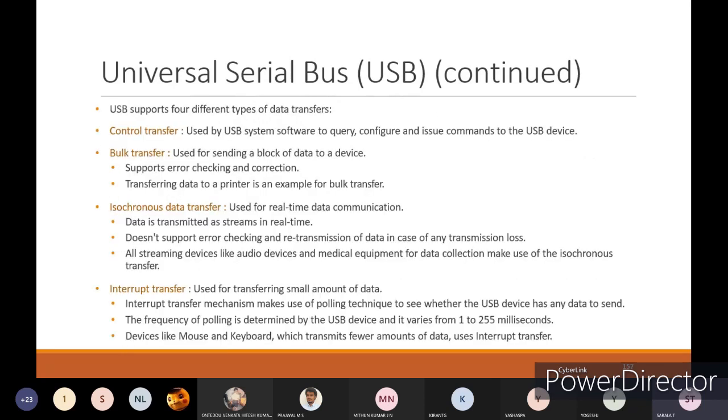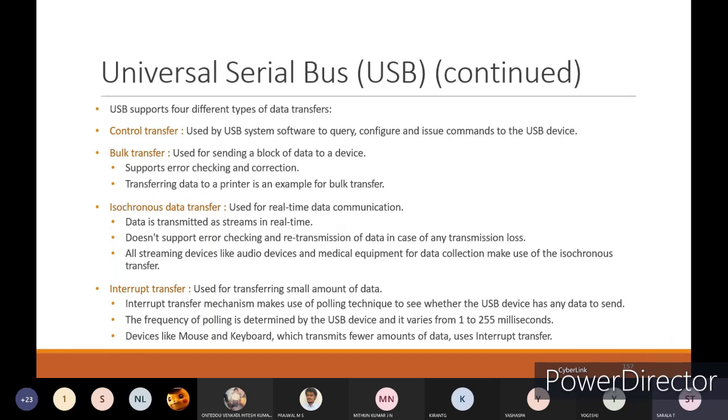Okay, USB supports four different types of data transfer: control transfer, bulk transfer, isochronous data transfer, and interrupt transfer. Control transfer is used by USB system software to query, configure and issue commands to the USB device. With control transfer, you can control the configurations, and you can give commands to stop the transmission or copy the transmission, or whatever commands you want to give to your USB device. That's why it is called a control transfer.